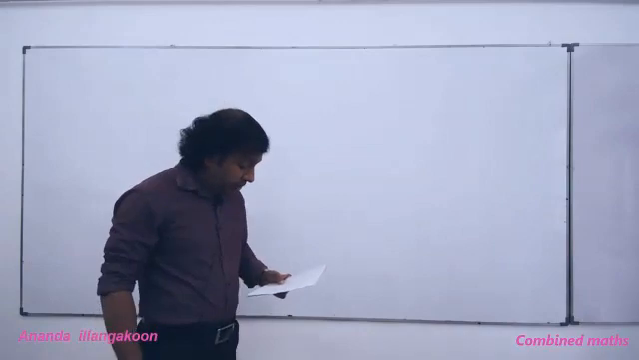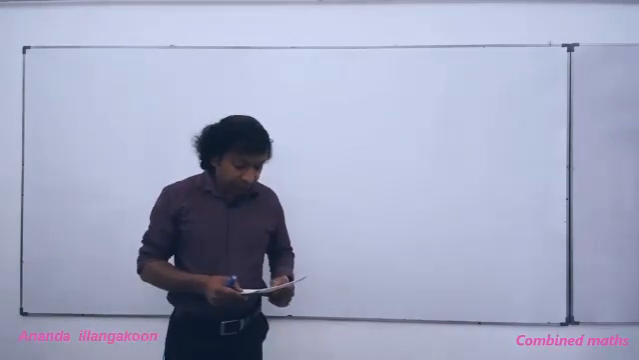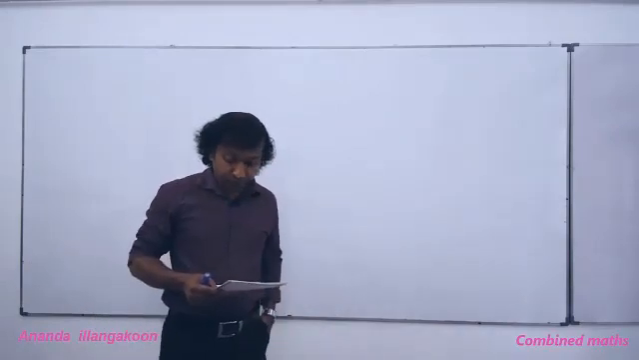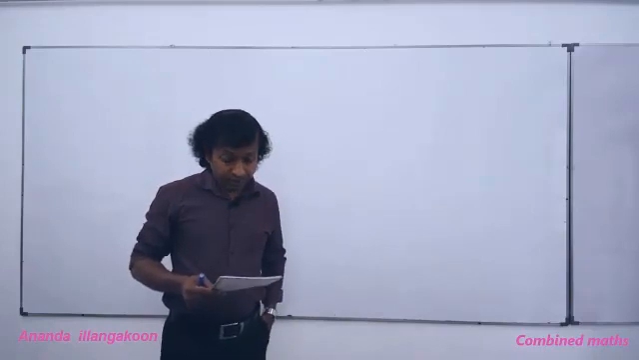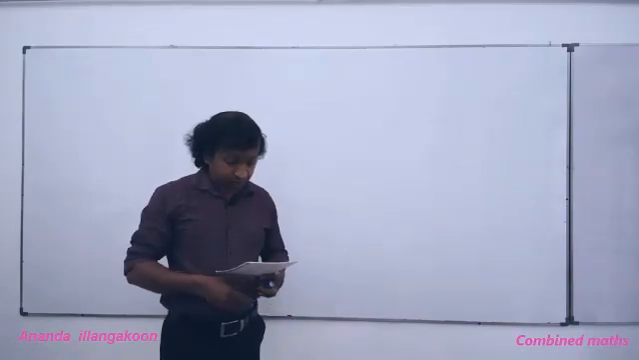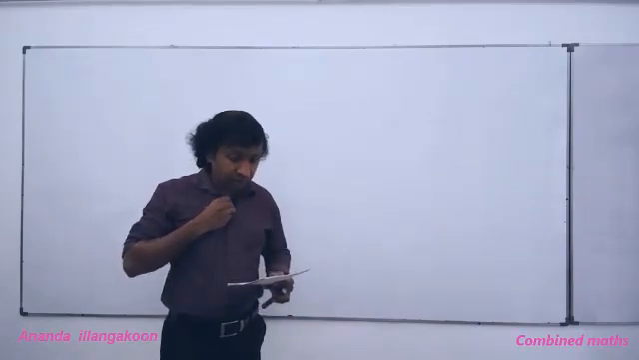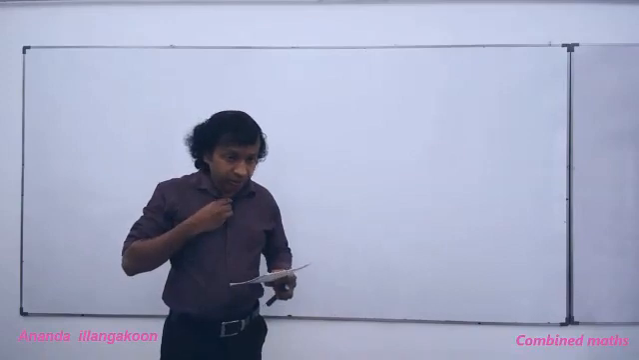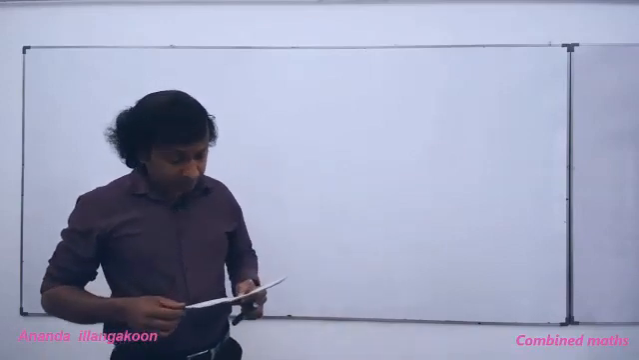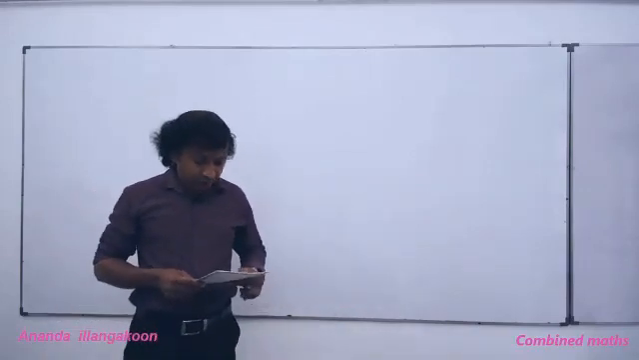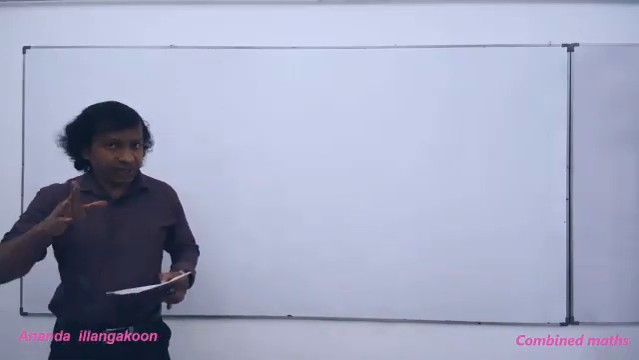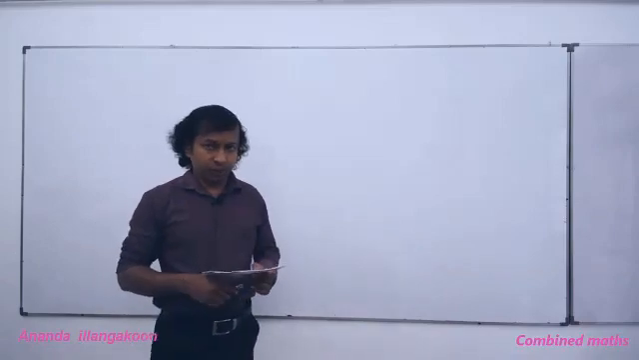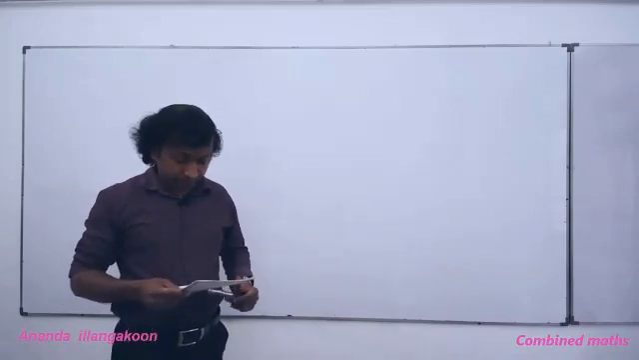Question number 12. Vector a and vector b are two non-zero non-parallel vectors. When alpha and beta are two scalars, and if alpha a plus beta b equals the null vector, show that alpha equals 0 and beta equals 0. That is the theory part. Last week I proved it.